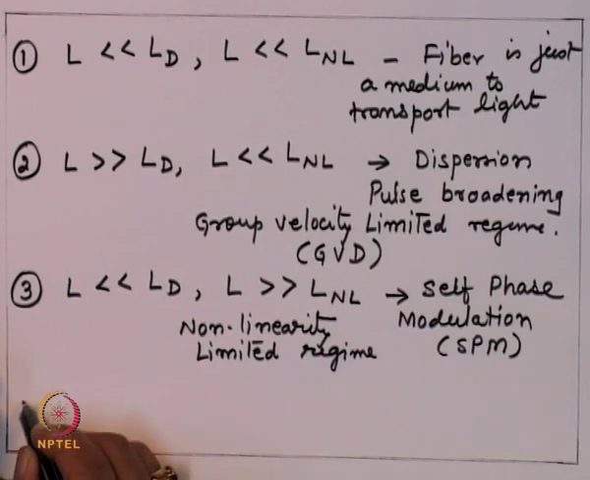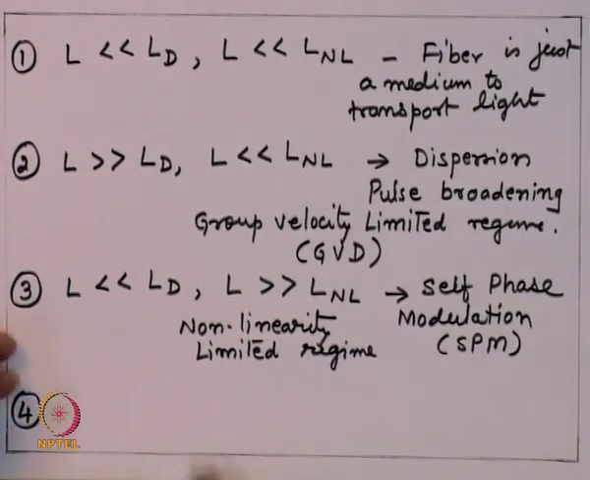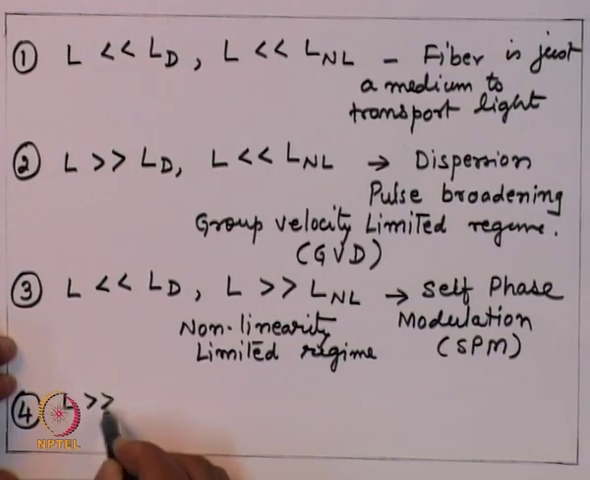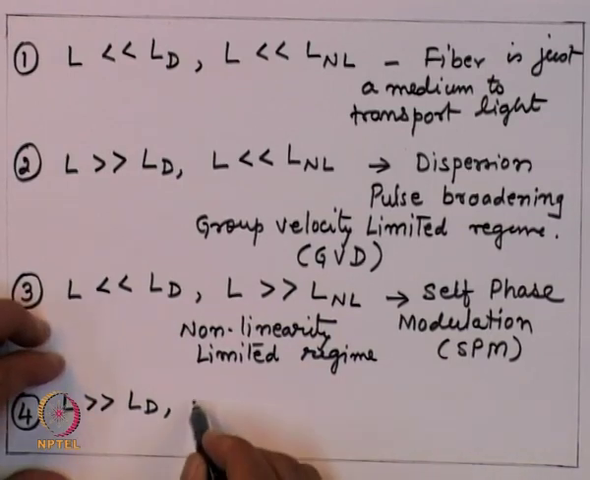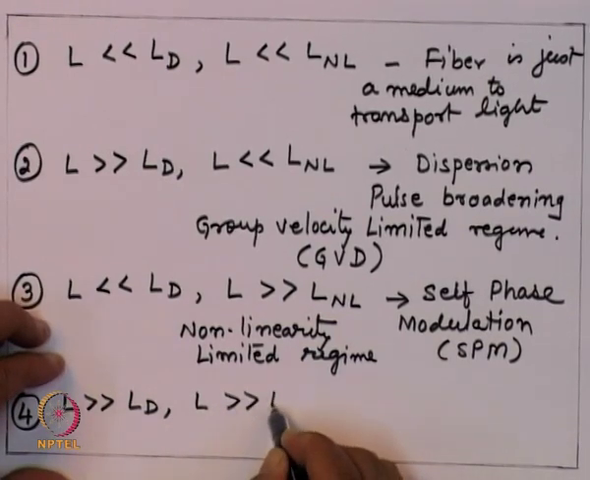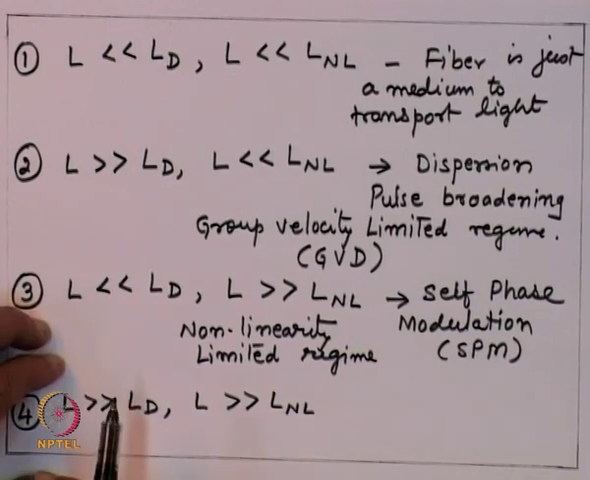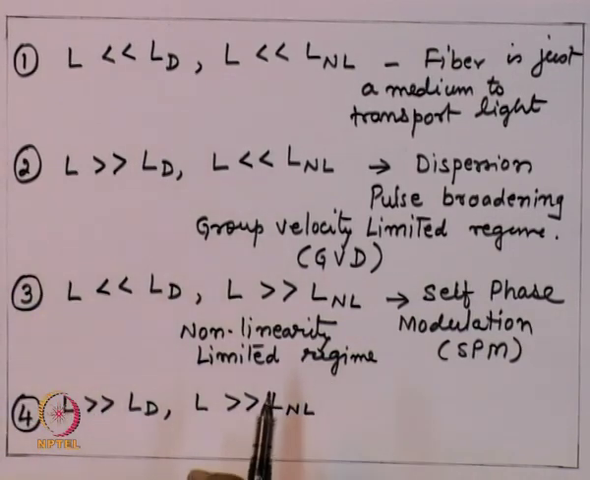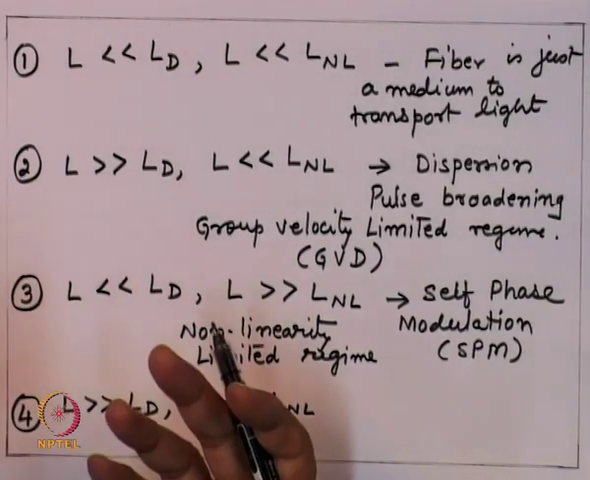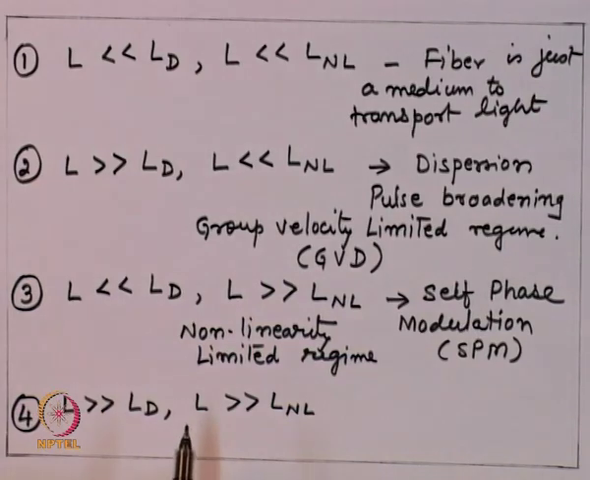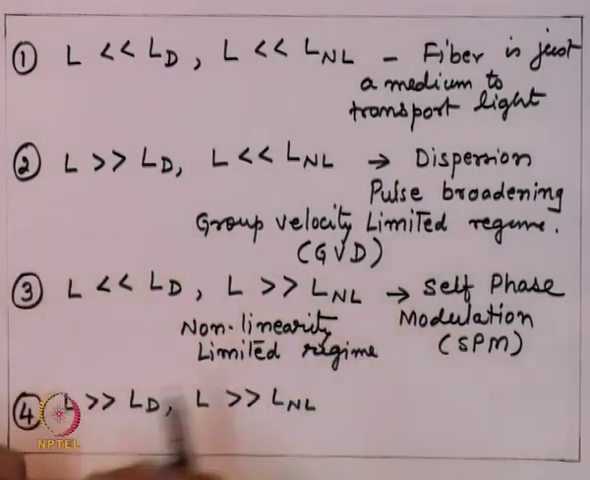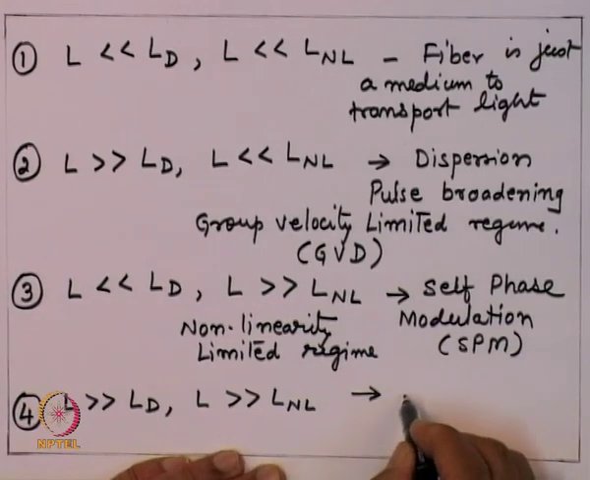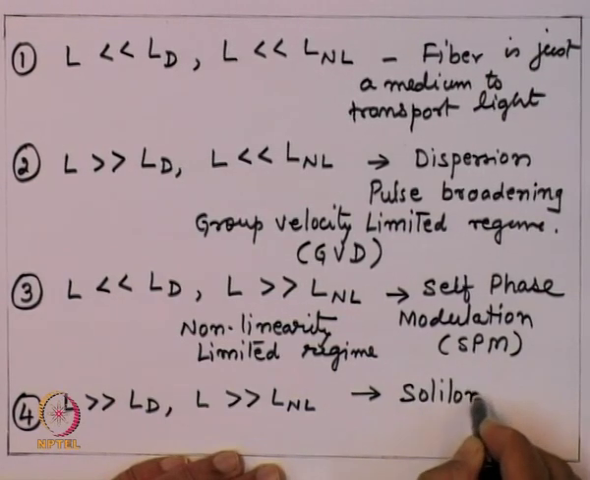The last case is that the pulse is narrow enough, so L is much greater than L_d. So dispersion is showing effect, and L is also much greater than L_NL. The power is large enough so that nonlinear effects are also visible. Now you will see the interplay of the dispersion and nonlinearity both, and in that situation we get a very special kind of propagation, what is called solitonic propagation. So this will give solitons.